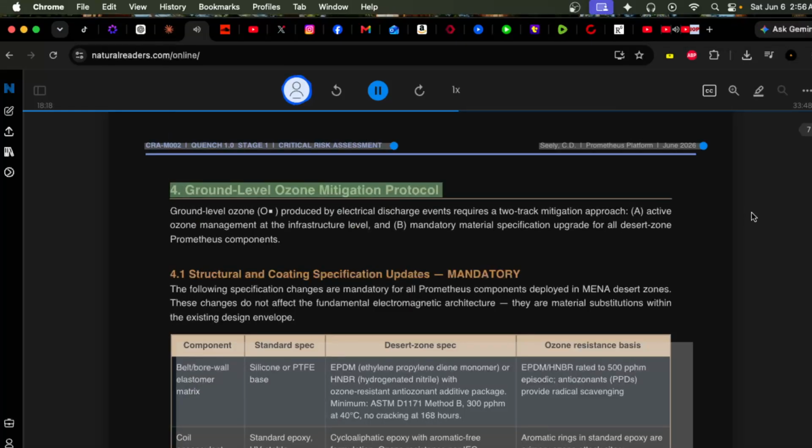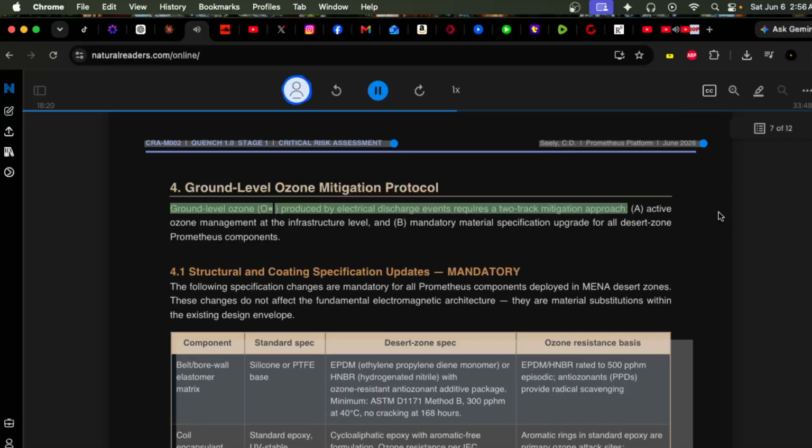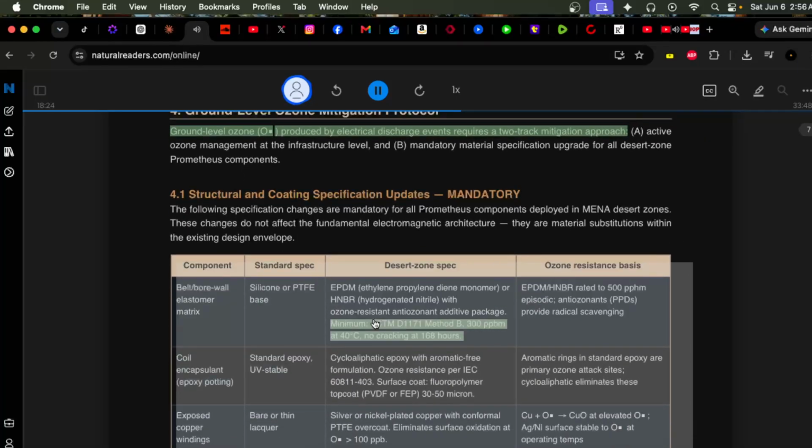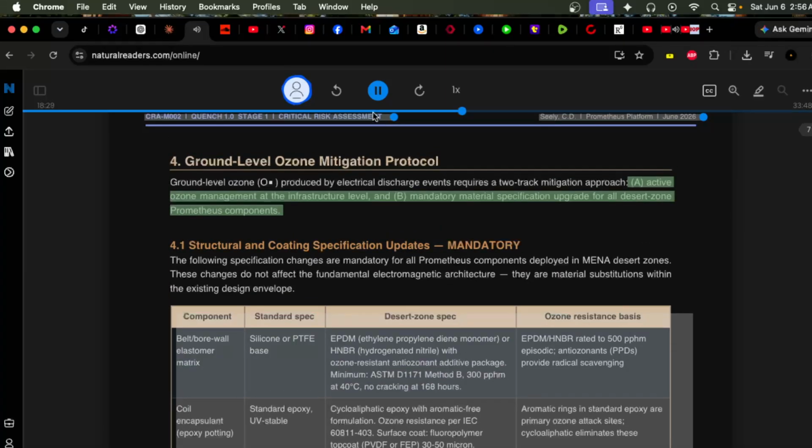4. Ground-level ozone mitigation protocol. Ground-level ozone produced by electrical discharge events requires a two-track mitigation approach. Active ozone management at the infrastructure level, and mandatory material specification upgrade for all desert zone Prometheus components.